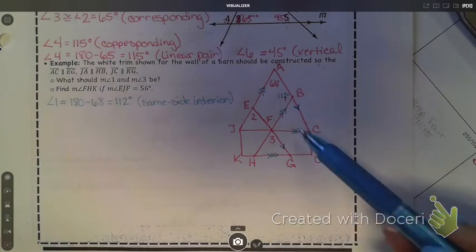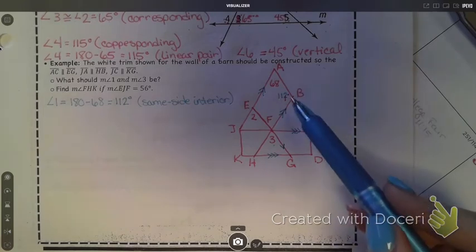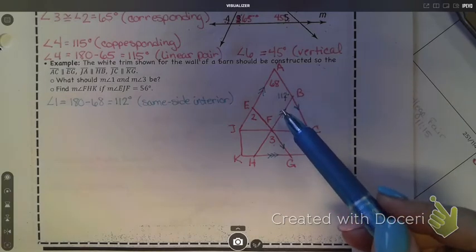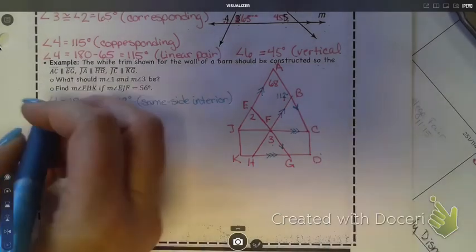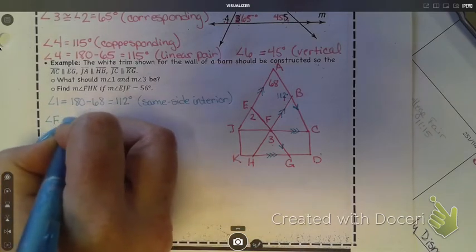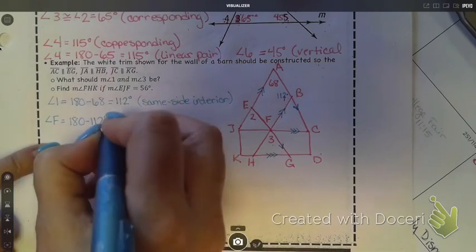Look at a link from 112 to 3. Megan? The corresponding one. Oh, wait. Nope. Would it be 1? No, it wouldn't. There's another something we have to find before we can get to 3. There is no relationship between 3 and 112. But we have to find F. We have to find F. So what is the relationship between F and 112? Oh, they're both interior. They're the same side interior again, aren't they? Okay. So angle F is going to be 180 minus 112, which better get us 68 because that's how we got 112, right?